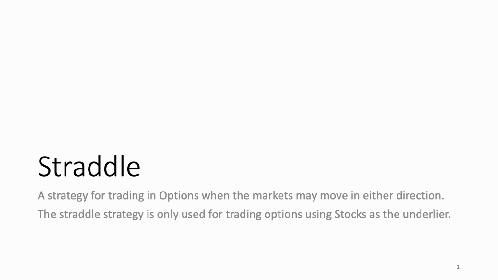In this video, we will discuss the straddle strategy for options trading. Now, we use the straddle strategy when the markets are volatile. That is, the markets may move in either direction. What we mean is that the markets may either move up or they may move down. This strategy of straddles is used only for trading in stocks as the underlier. So we cannot use it for any other underlier, only we can use it for stocks. This is a very expensive strategy that you will realize as we discuss further.